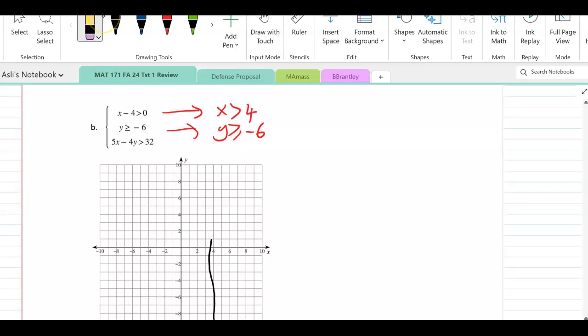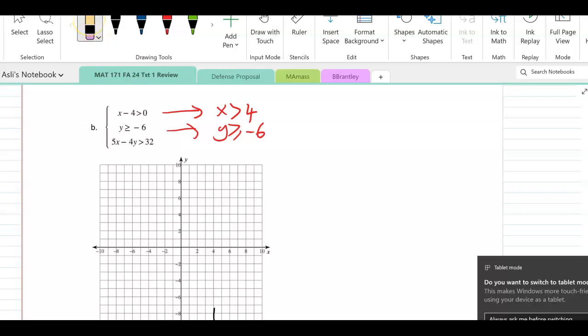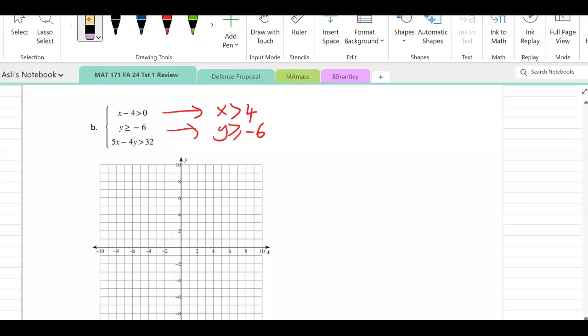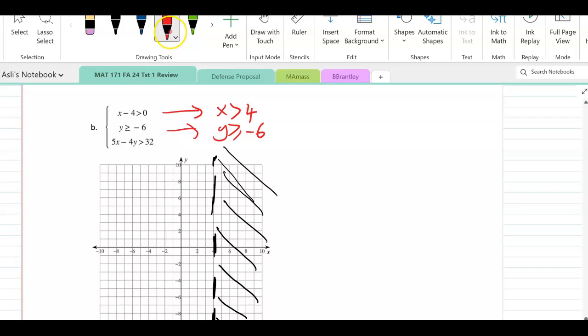Okay, let's see. So x is greater than or equal to 4. So that will be a dashed line, because we don't have that little line there, and x values will be greater than or equal to 4, so that is here. Okay, y is greater than or equal to negative 6, so that will be a full line. Y values will be greater than negative 6.